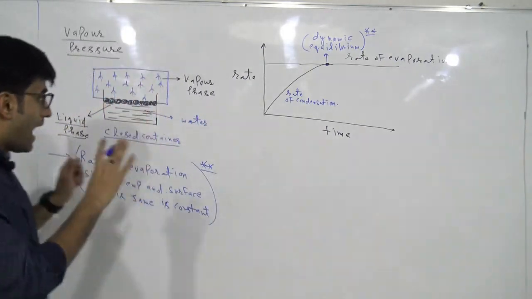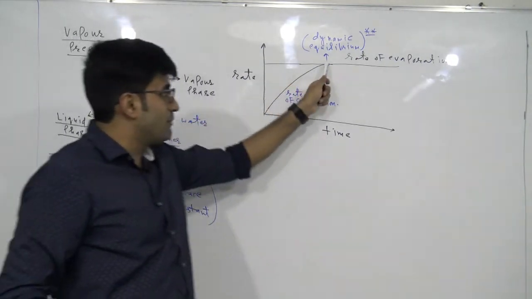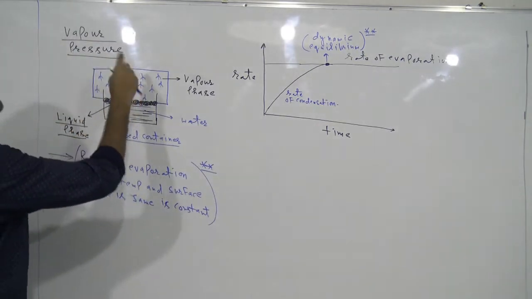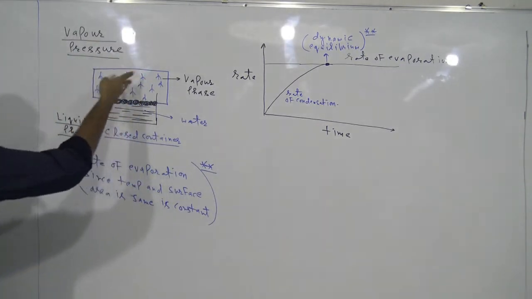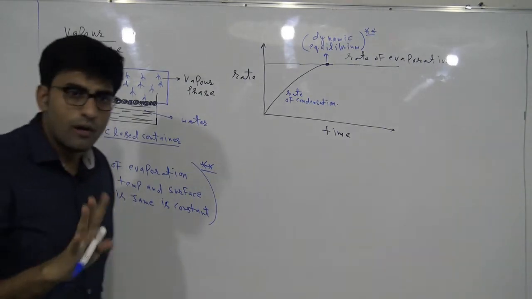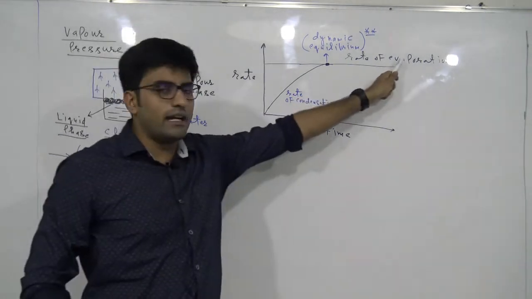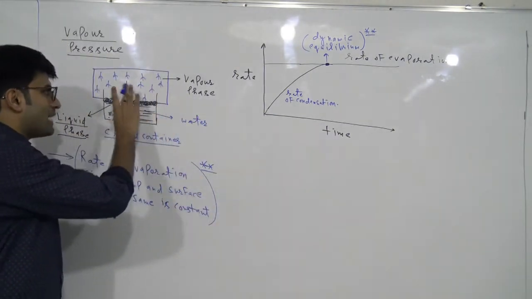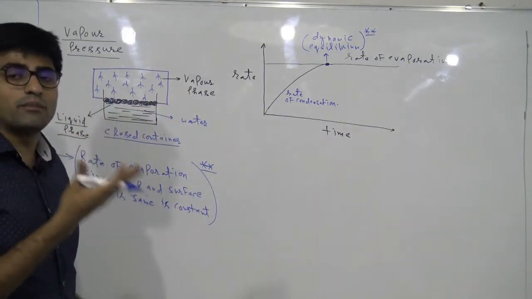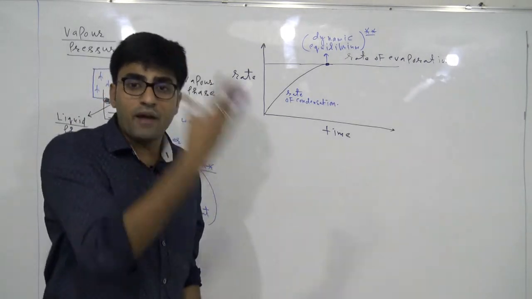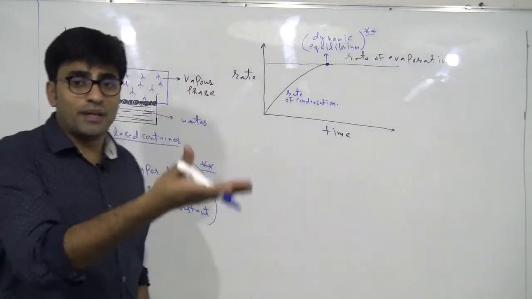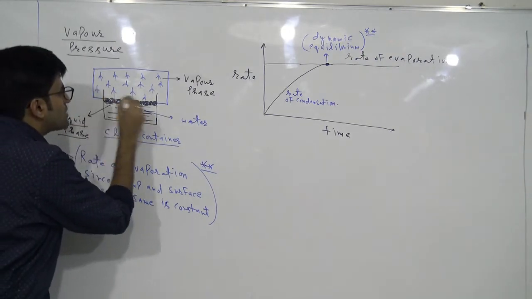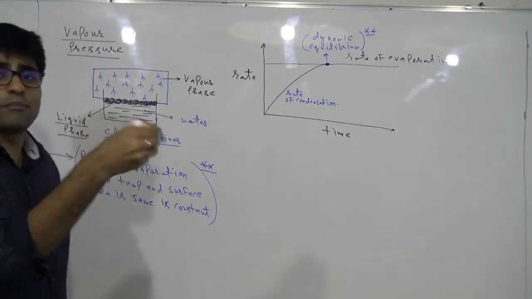Clear? Now, at this dynamic equilibrium point, there will be some vapors left in the vapor phase. It's not that all the vapors convert themselves into liquid. There will be a point at which rate of evaporation and rate of condensation become equal, and at that point some vapors will be left in the vapor phase. So now, what will the left vapors do?